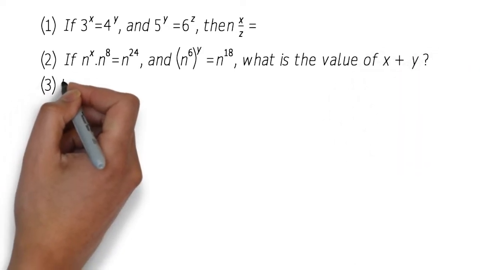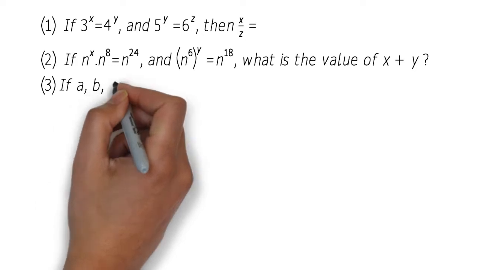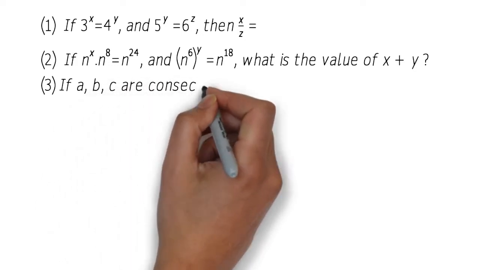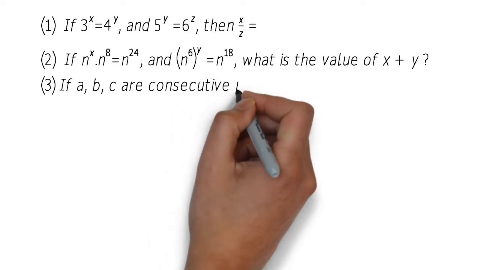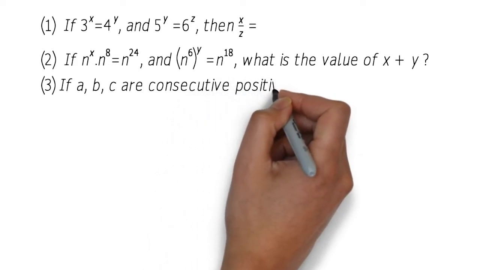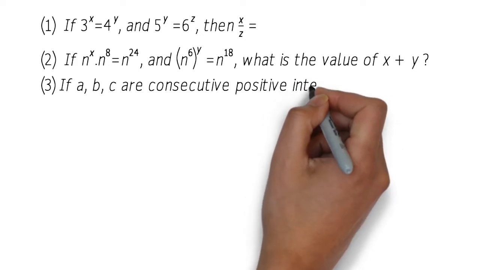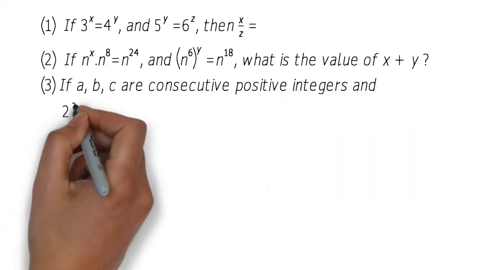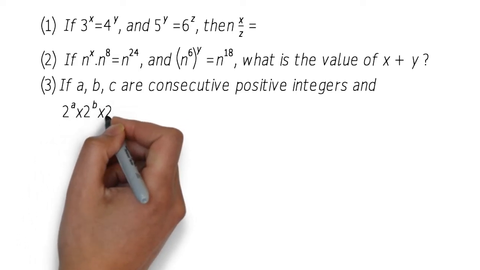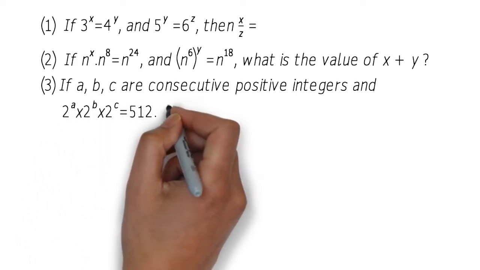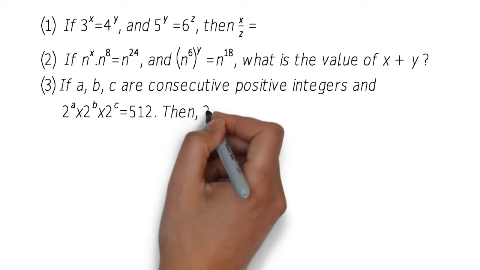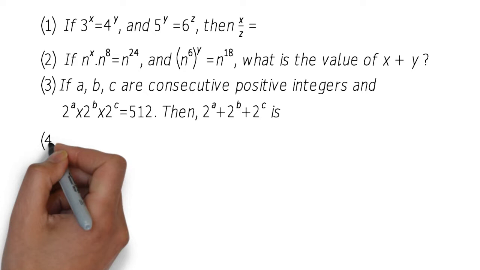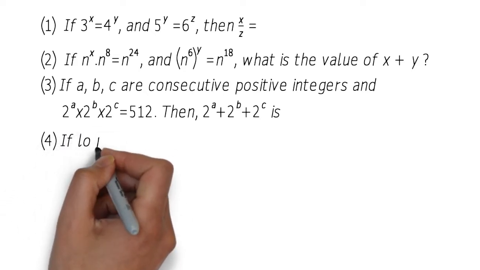Question 3. If you have 3 variables a, b, and c that are consecutive positive integers, and such that 2 to the power of a times 2 to the power of b times 2 to the power of c equals 512, then you should calculate the value of 2 to the power of a plus 2 to the power of b plus 2 to the power of c.